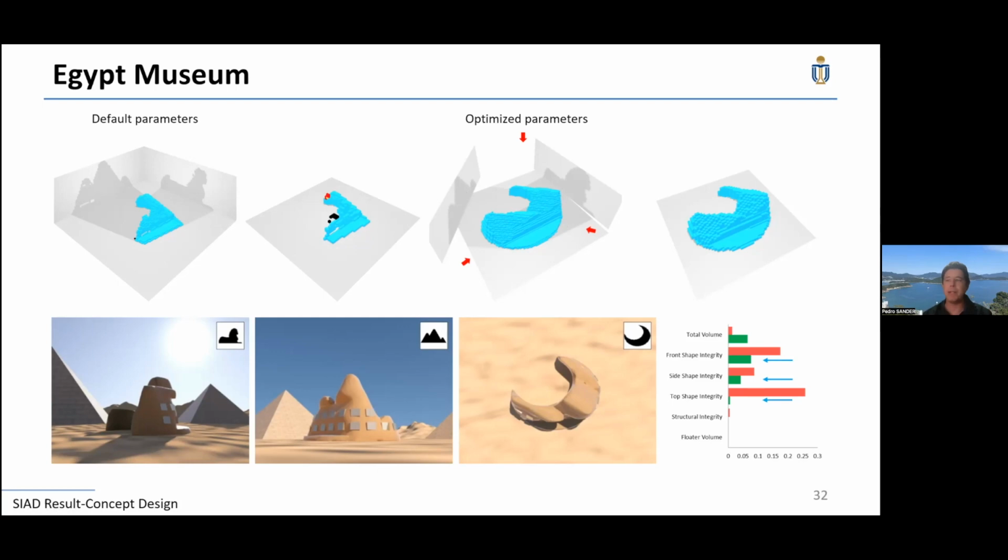The values of these energies or integrities before and after the optimization are also shown there. So you can see that in red, all the integrities get reduced. The volume goes up. This can be scaled if needed, or it can be constrained. But you can see that it matches the images much better, and it removes the structure integrity problems that were there.